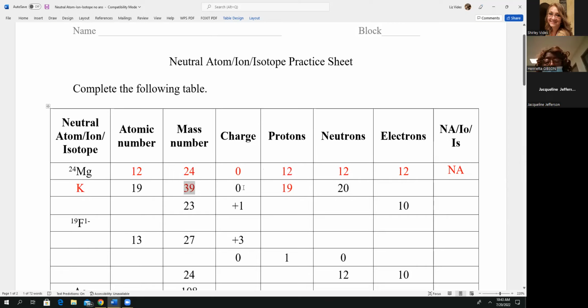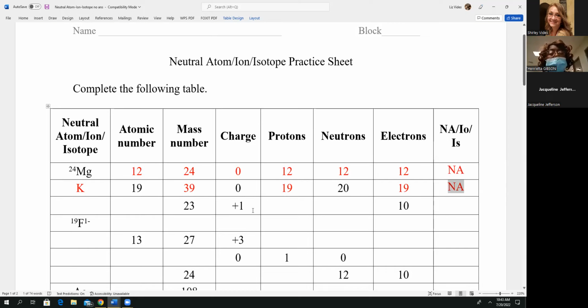Now, do we have a charge? No, we don't have a charge. So that means our number of electrons is also 19. So what can we say? This is another neutral atom, because I looked at the periodic table and it says 39.1, so it's 39. We are not changing anything.